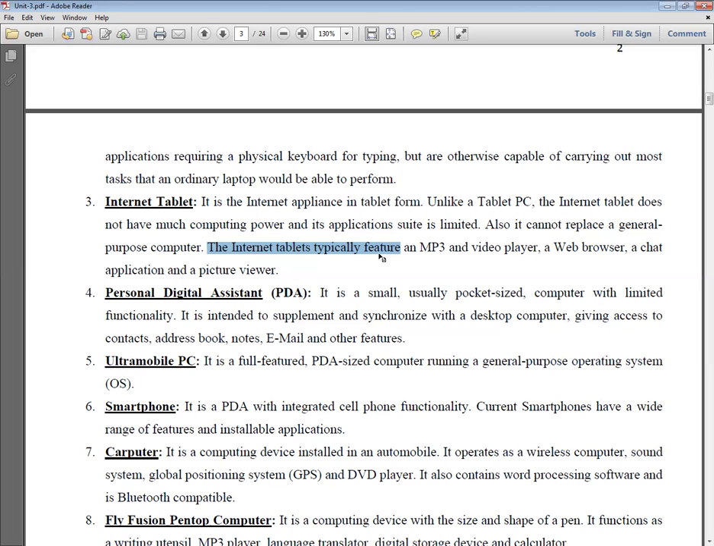And the fifth one is ultra mobile PC. So the ultra mobile PC is a full-featured PDA sized computer running a general purpose operating system.